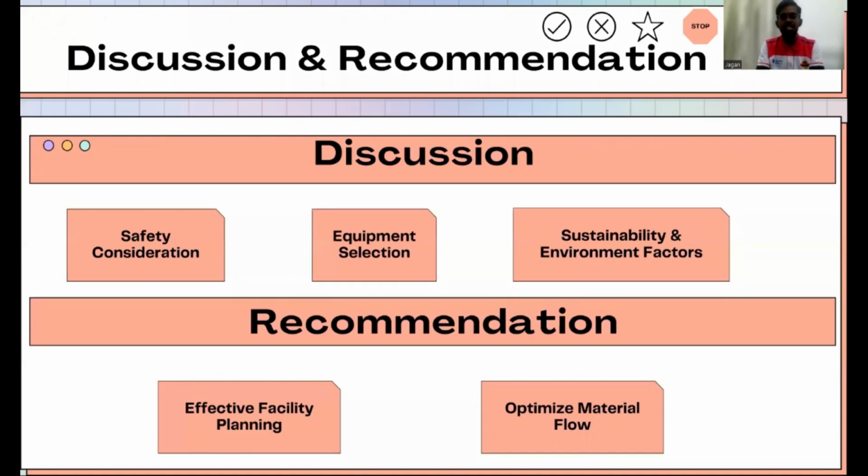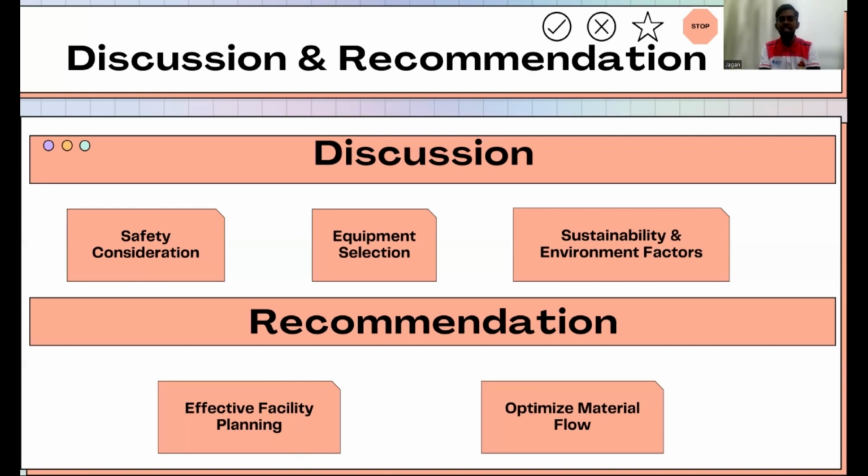So for the discussion and also recommendation, I have highlighted some points. First of all, we're going to take a look at the discussion. The first point is to highlight the inherent risk posed by hazardous materials, high temperature, and complex machinery, emphasizing the need for safety protocols, emergency response plans, and employee training. Next, equipment selection is essential to maximize operational efficiency, minimize production downtime, and ensure smooth material flow.